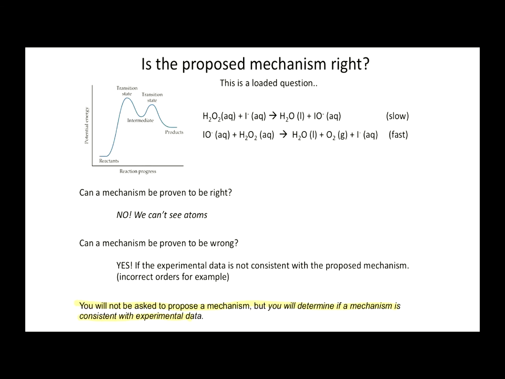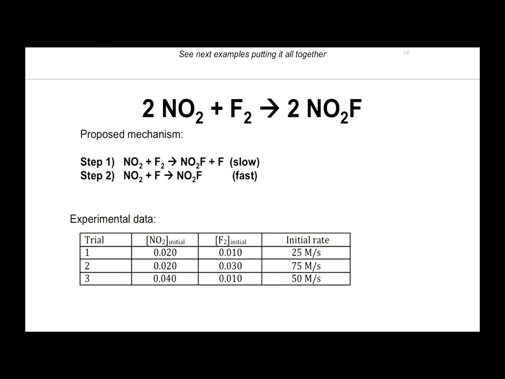So oftentimes on exams, I'm going to ask you, is the mechanism consistent with experimental data? We can say if experimental data is consistent with the mechanism. We can't say that the mechanism is correct. That's just science terms, right? We can't say for sure that something is right because we can't actually see it. We can just say that it's consistent with the observations we see. So that's a small detail. Let's do that.